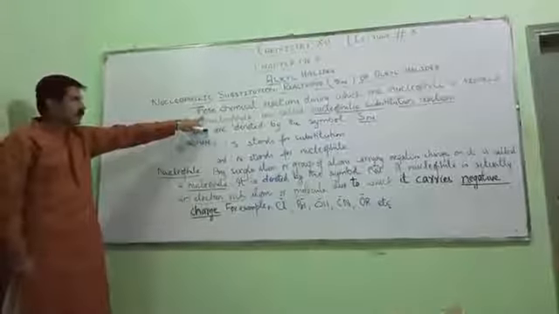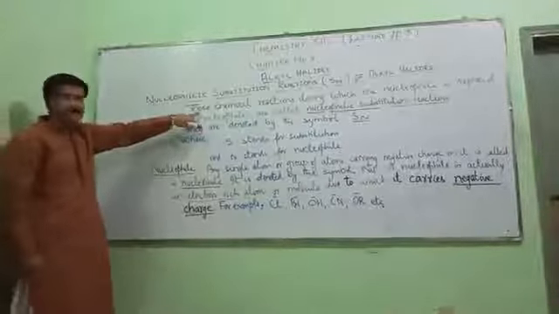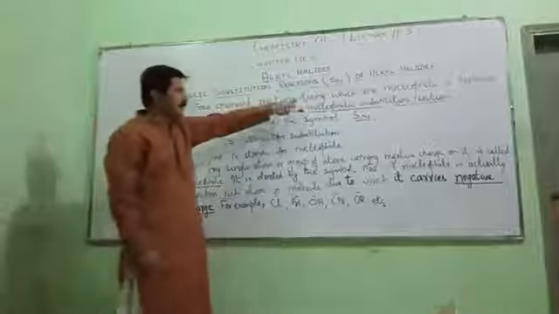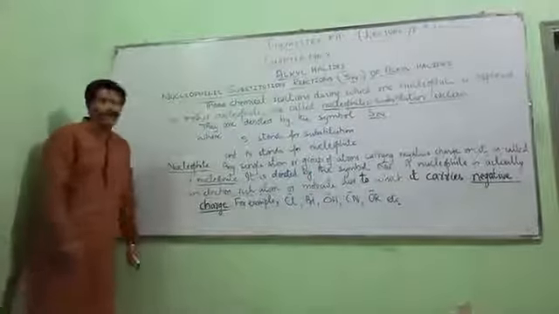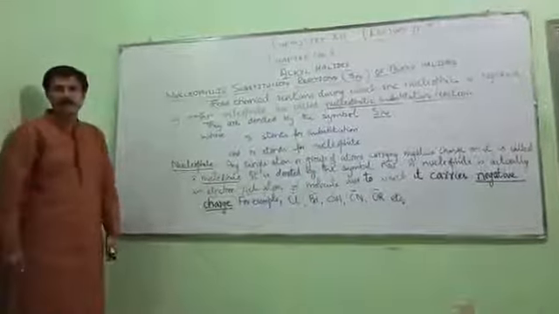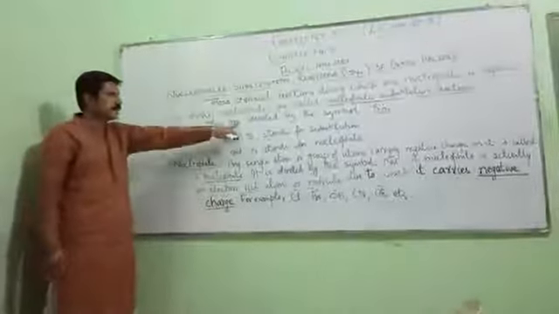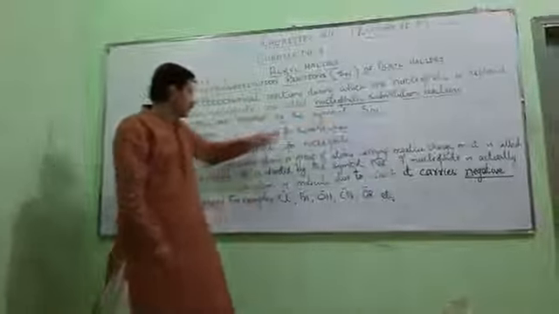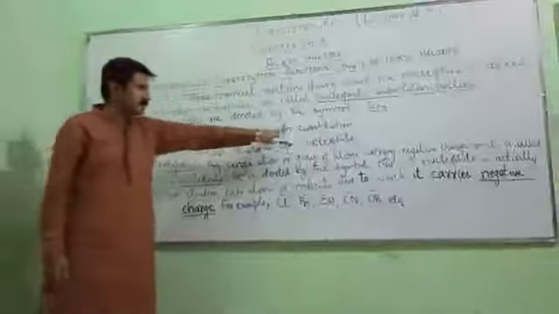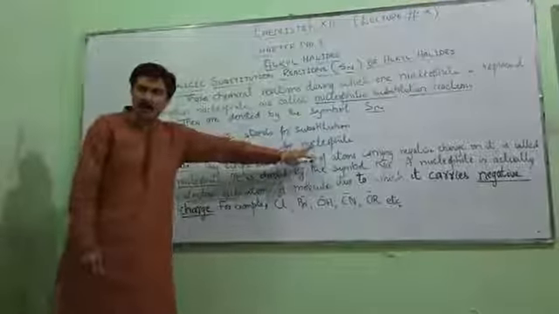So, first of all, we must know the definition of the term nucleophilic substitution reactions. These are the chemical reactions during which one nucleophile is replaced by another nucleophile, and such type of reactions are called nucleophilic substitution reactions. The general symbol used for these reactions is SN, where the term S stands for substitution and N stands for nucleophile.